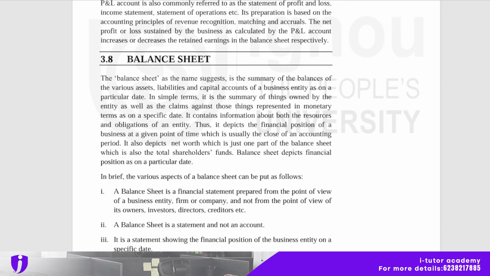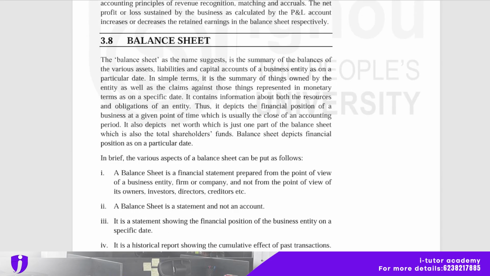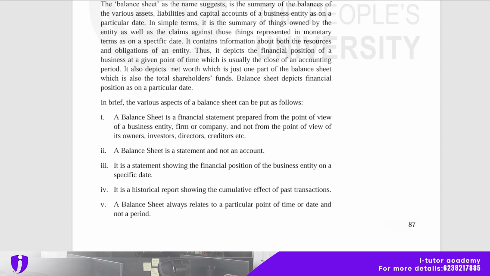The balance sheet, as the name suggests, is the summary of the balances of the various asset, liability and capital accounts of a business entity as on a particular date. In simple terms, it is a summary of things owned by the entity as well as the claims against those things, represented in monetary terms as on the specific date. In brief, the various aspects of balance sheet can be put as follows.